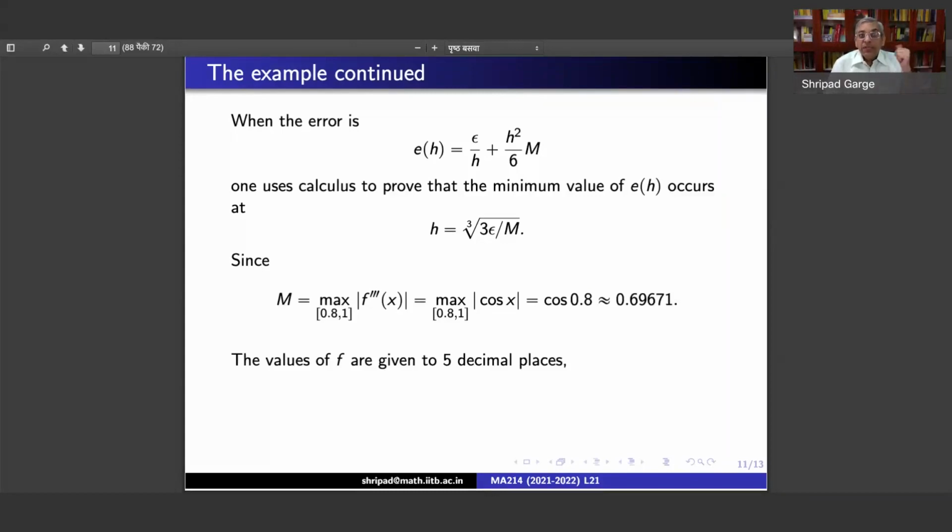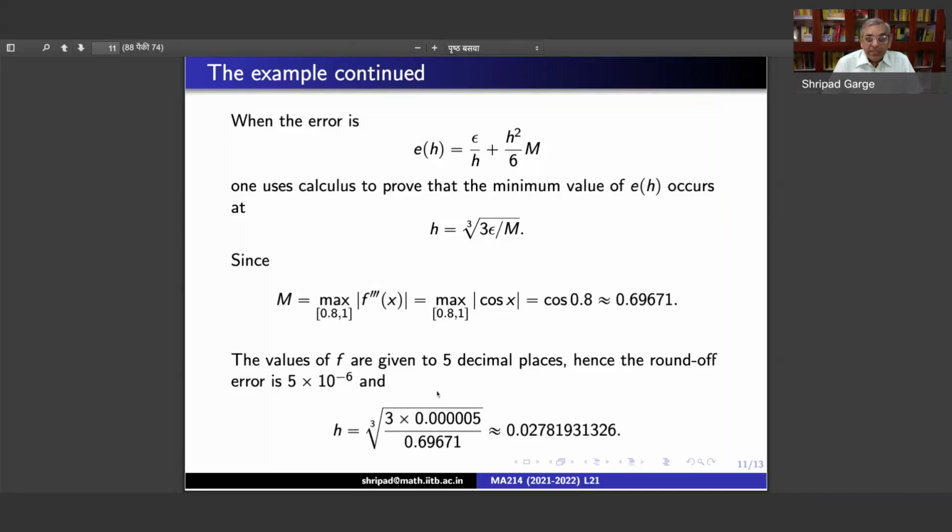So the round off error is 5 into 10 power minus 6. Okay. And then you compute h, which is 3 times epsilon. This is the round off error epsilon. This is the capital M. And indeed, we see that the optimal value is 0.027. This is somewhere between 0.005 and 0.05. This is really the optimal value of h.